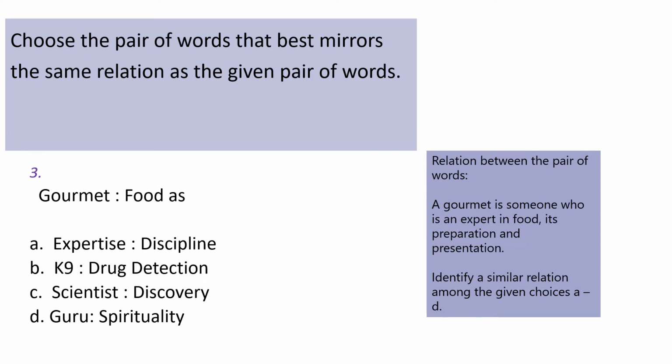For number 3, we have the relation gourmet is to food. A gourmet is someone who is an expert in food, its preparation and presentation. So we need to identify a similar relation from choices A to D such that one is also an expert on that other field.